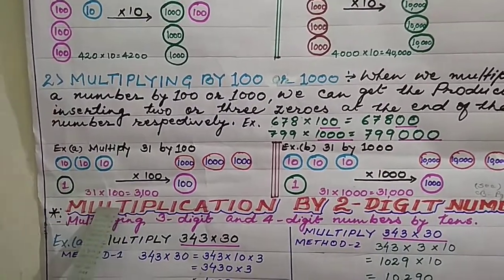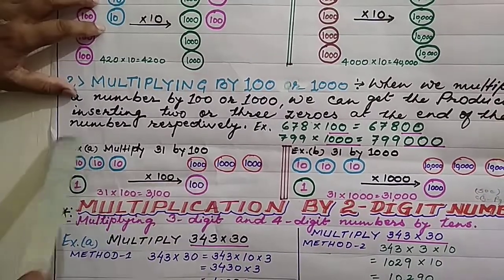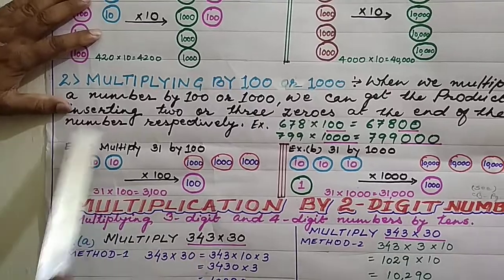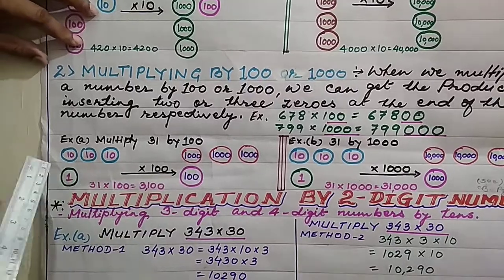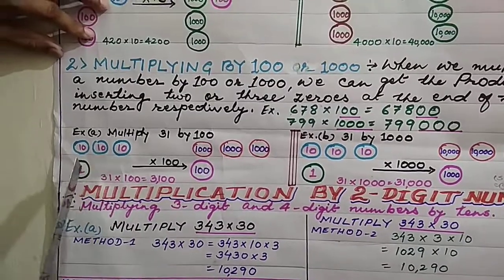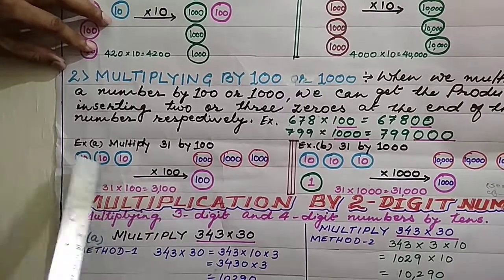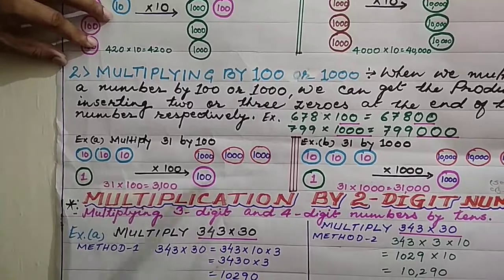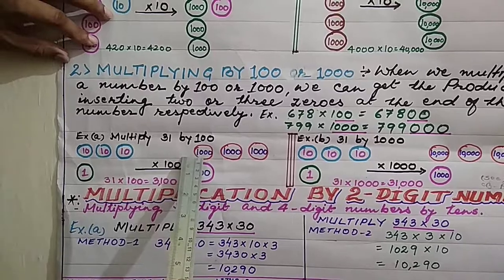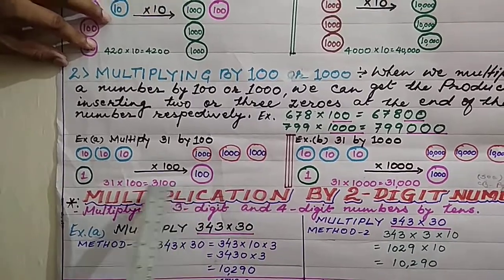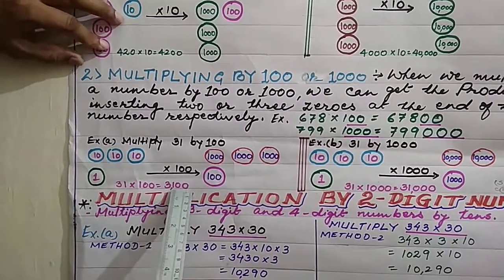So examples are here. See here, multiply 31 by 100. By making counters diagrammatically also we can show this. So 31 is 10, 10, 10, and here is 1. 31 multiplied by 100: 10 into 100 is 1000, three times, and 1 into 100 is 100. So these become 3000 plus 100. So this is 3100. So 31 into 100 is 3100.